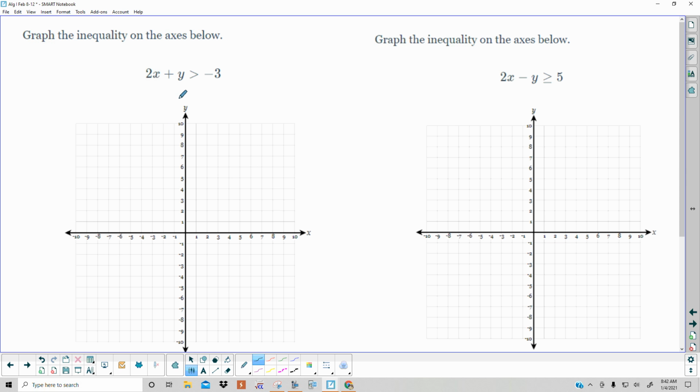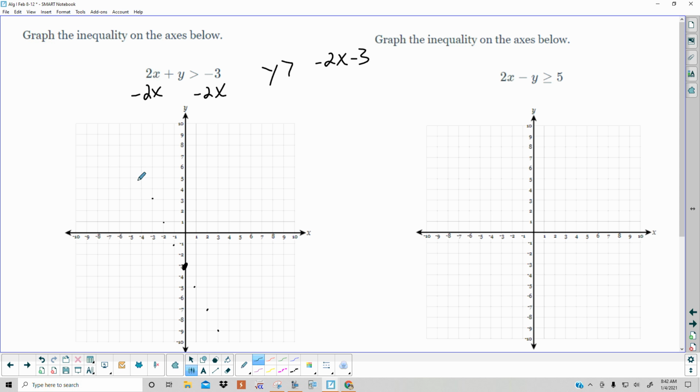If it's in standard form, you guys first need to get it into slope-intercept form so you can graph it. Y is greater than negative 2x minus 3. Y-intercept is negative 3. Slope is negative 2. Down 2, right 1. Down 2, right 1. Or up 2, back 1. Up 2, back 1.